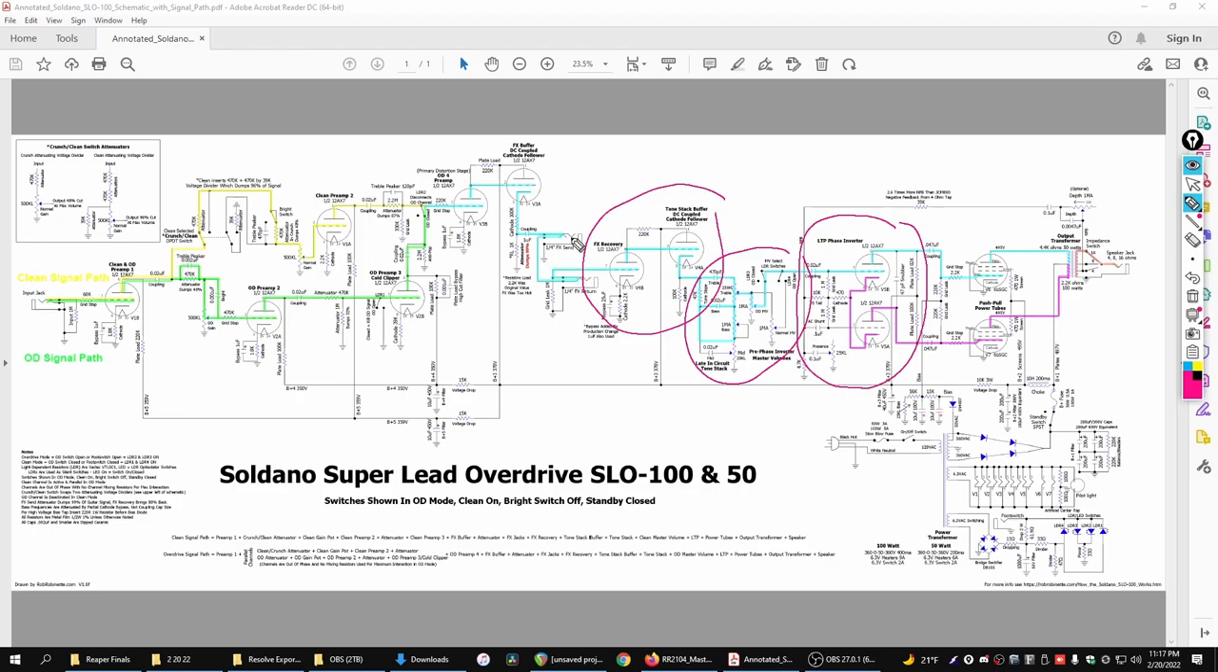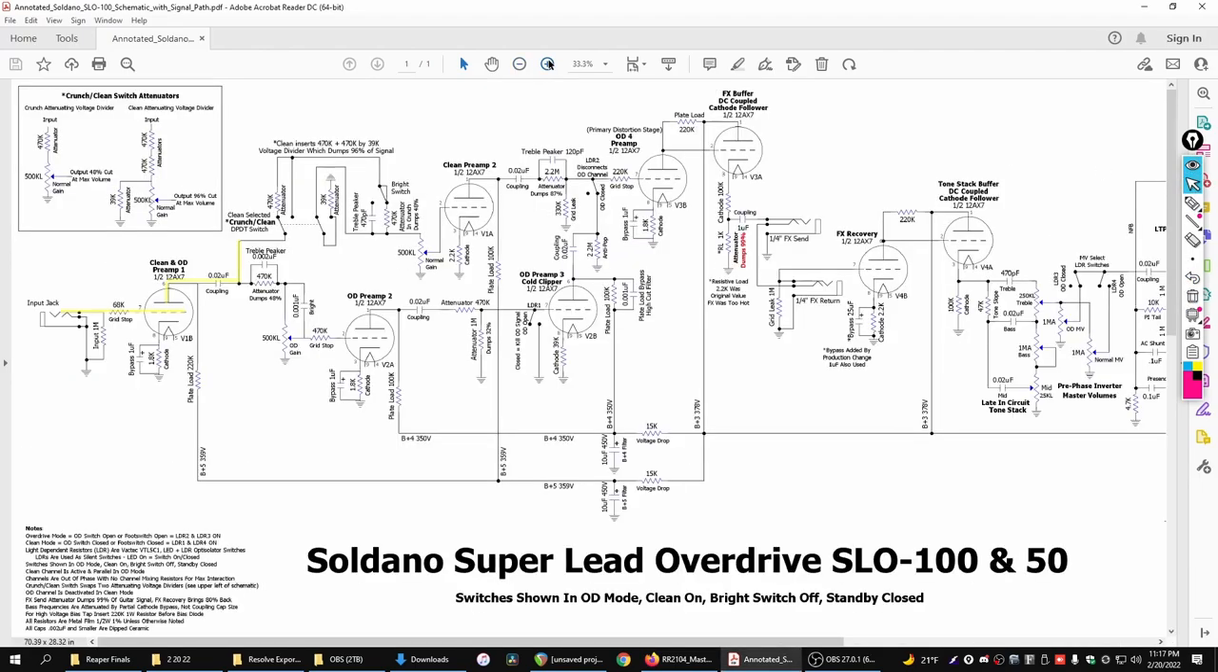Now, we have a little bit of a distinction here that we've got a buffer for your effects loop, but then the rest of the preamp stuff is really occurring here. Okay, so let's take a look at that and see if we can identify how Soldano takes the basic building blocks from the Plexi and the JCM and even takes it a step further. Okay, so first of all, I'm going to focus on this green. That's the OD signal path.